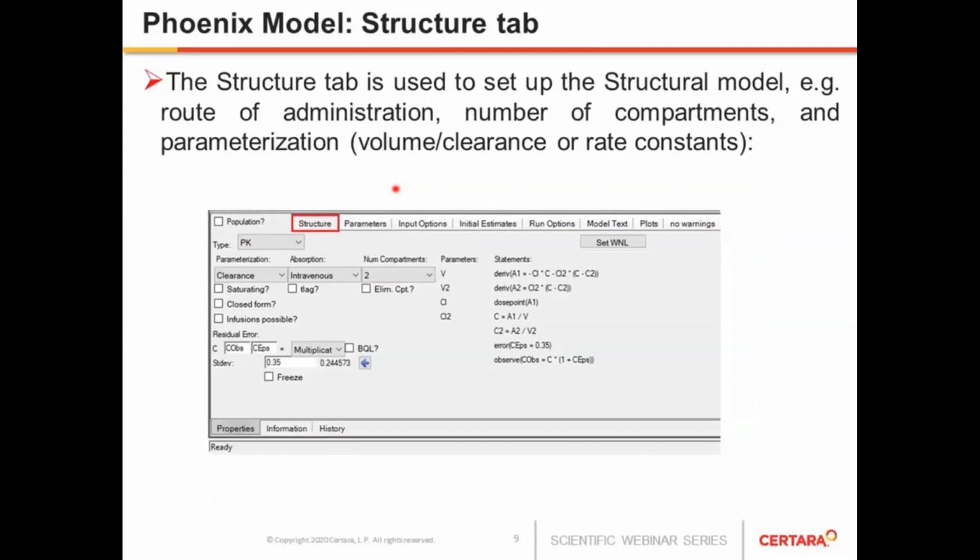Once the Phoenix model object is mapped, you can see the Structure tab. The Structure tab is used to set up the Phoenix model. In the Type menu, you can select the type of Phoenix model from the drop-down menu, and the parameterization is clearance, or you could have other options in the drop-down menu. The absorption is going to be intravenous or extravascular, and the number of compartments can be defined as well.